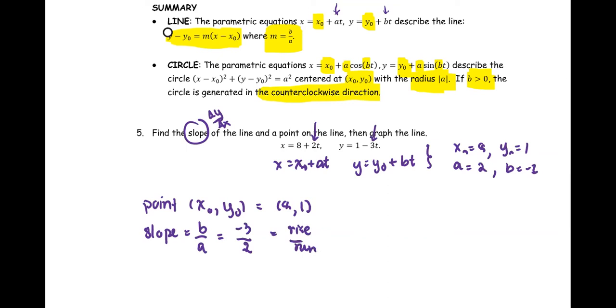This way is going to tell you the orientation of the parametric curve. As rise is negative 3, that means it's going to go from the given point to the next point by going down 3 units and then going to the right 2 units. Now we have the slope and we have the point.